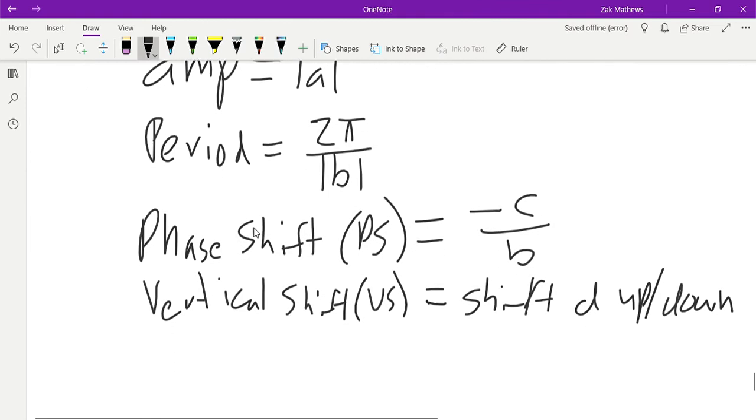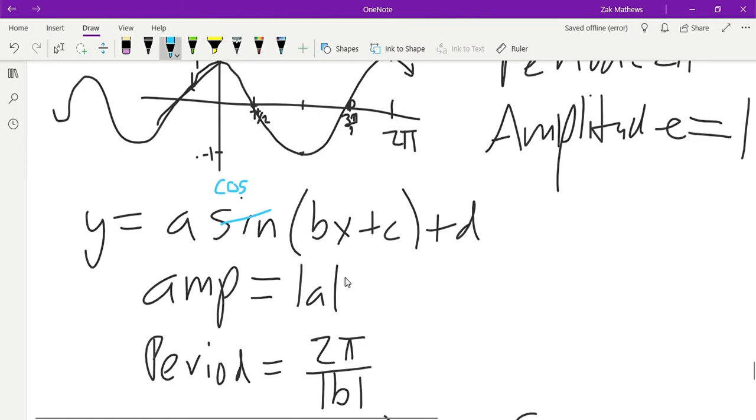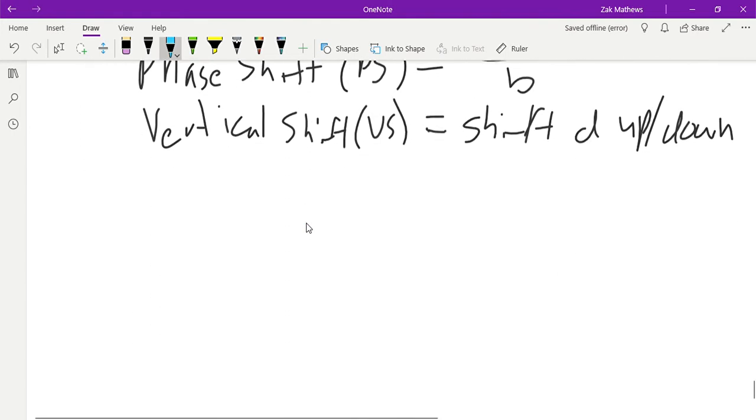So let's take an example, and I should note too that I've done this all with sine, but it would work the exact same if I had switched this with cosine. They're going to be exactly the same, which makes it really easy, and that's why we can study them together. A negative here we know reflects it across the x-axis, a negative here would reflect it across the y-axis, so those are the same as before.